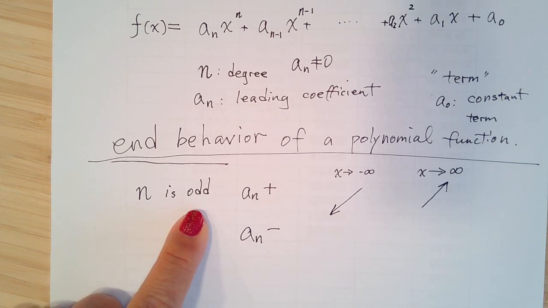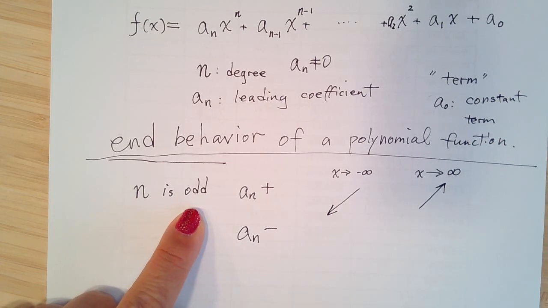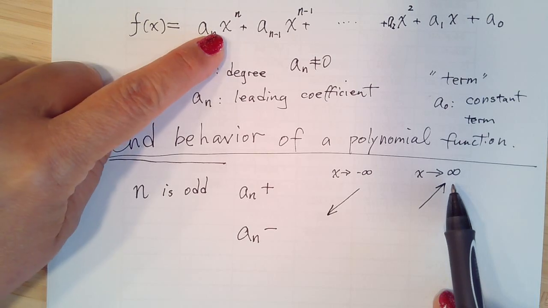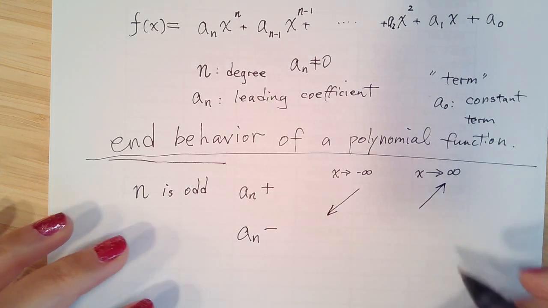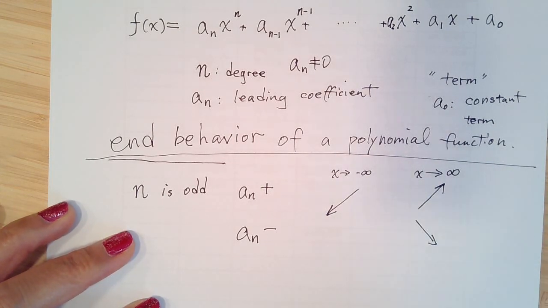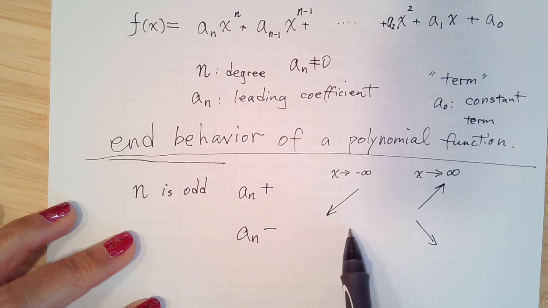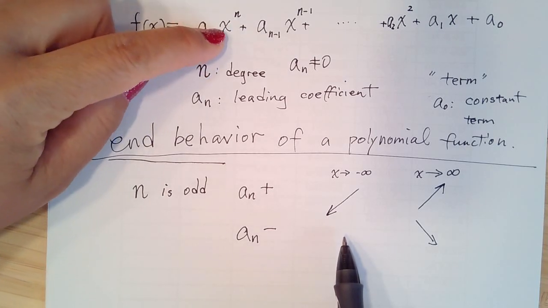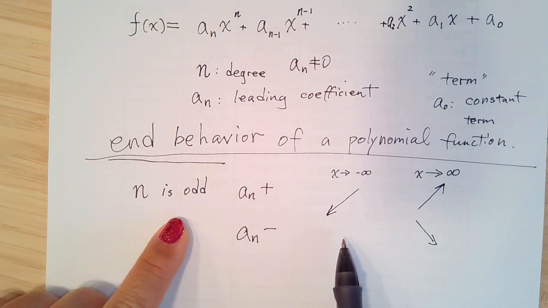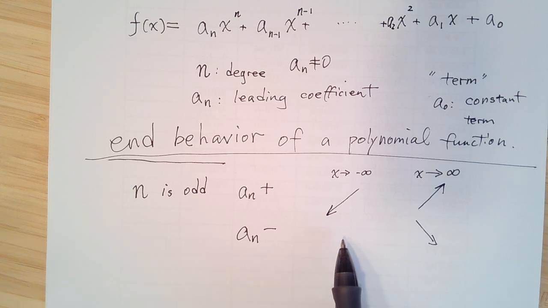N is odd, when x is a huge positive number, this part is very, very positive. It's a huge number, and then an is negative, so it changes to be this, isn't it? And quite the opposite on the left side: when x approaches negative infinity, it goes to a huge negative number. When x is a huge negative number and we take x to the nth power, because n is odd, it's going to be a very, very big, very, very negative number.